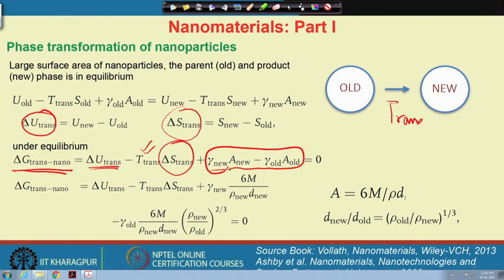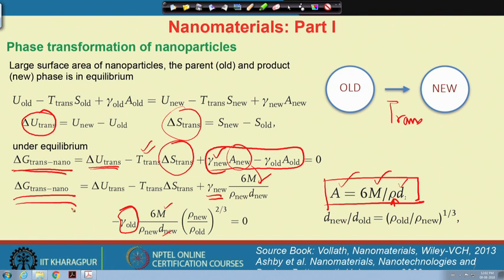And now, you already know that area is equal to 6 m by rho into d, that we have discussed in the last class. So, if we decrease the grain size or the particle size, then the surface area will increase. This is the molecular weight and this is the density term. So, we simply take this area term and put it here. So, we have the same term, that is gamma new, and here is the gamma old. So, these are the same terms basically. So, now the net change of the free energy or enthalpy, whatever you call, is linked with the change of the internal energy, the change of the entropy of the new phase, and then the difference of the surface energy term.